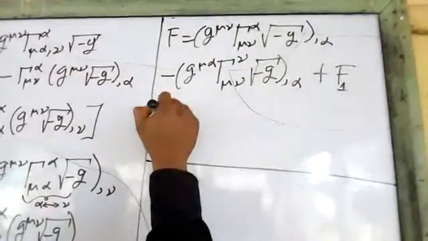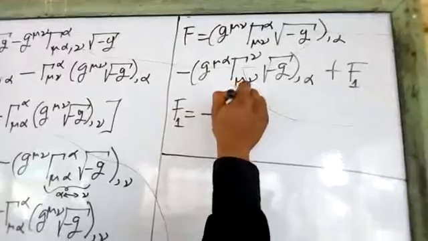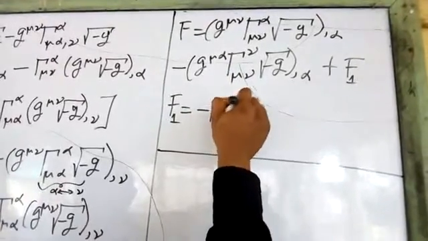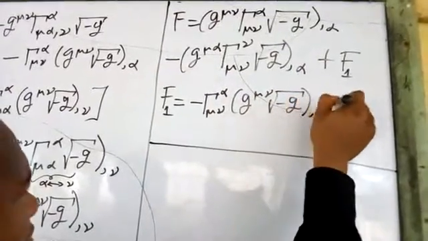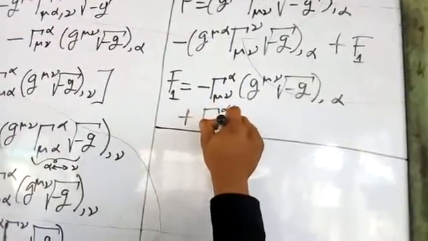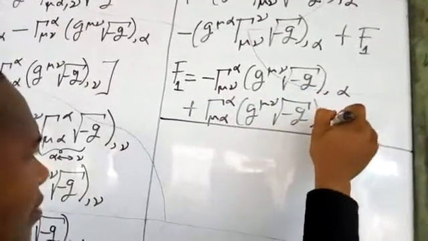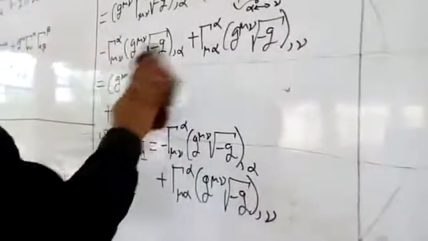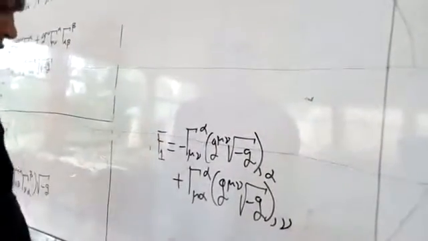So again, I think it will be good. I say that f1 happens to be minus Γ^α_{μν} g^{μν} here, square root of minus g, comma alpha, but then plus Γ^α here, μα g^{μν} square root of minus g, comma nu. Okay, so having done that, I think it would be good for me at this point, just to make things elegant, to continue. I want at this point in time to manipulate these remaining last terms here.